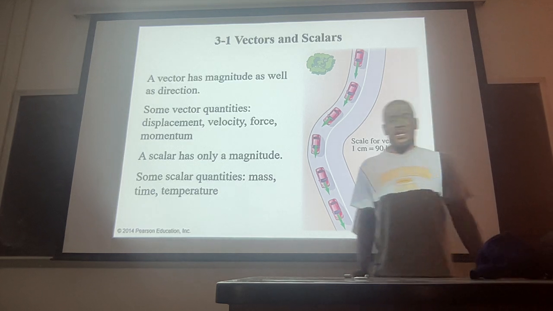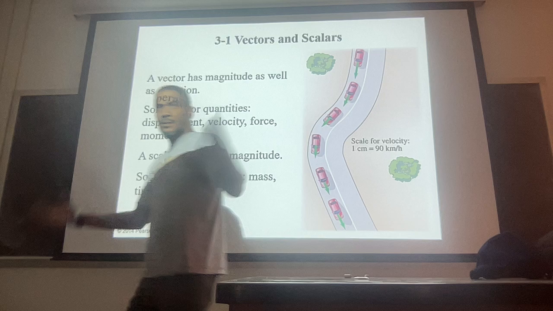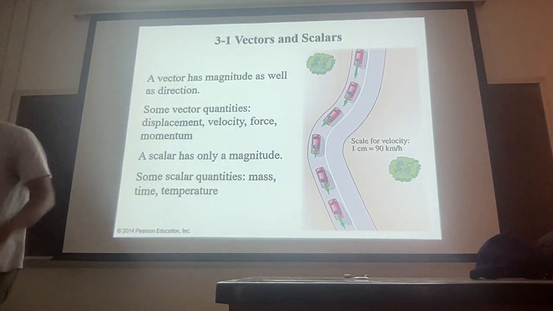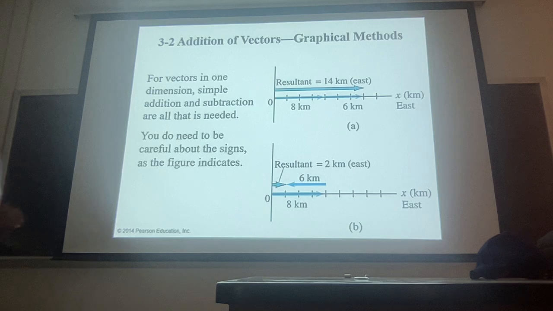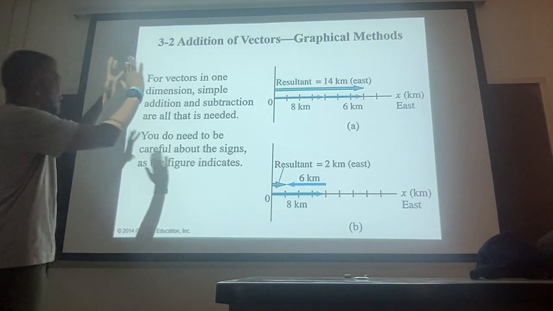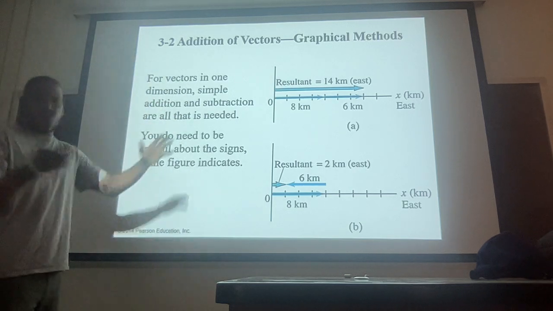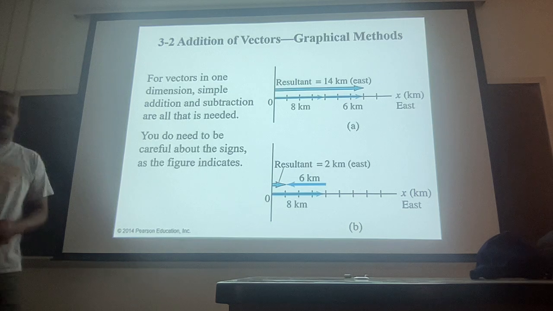And you change the atomic structure by melting, evaporating, all of those different things, okay? But mass is something that does not change, for the most part. All right, so let's talk about displacement. Well, let's talk about addition of vectors using the graphical method, right?